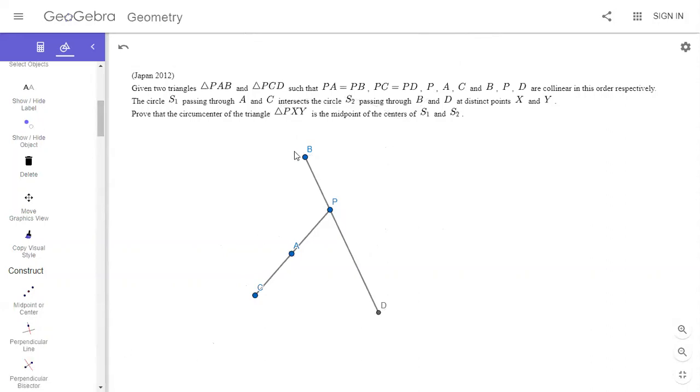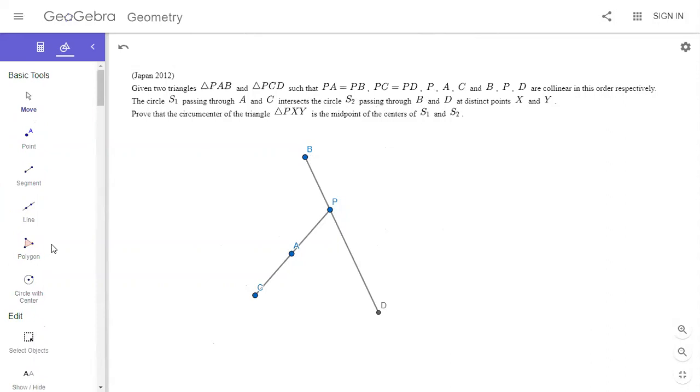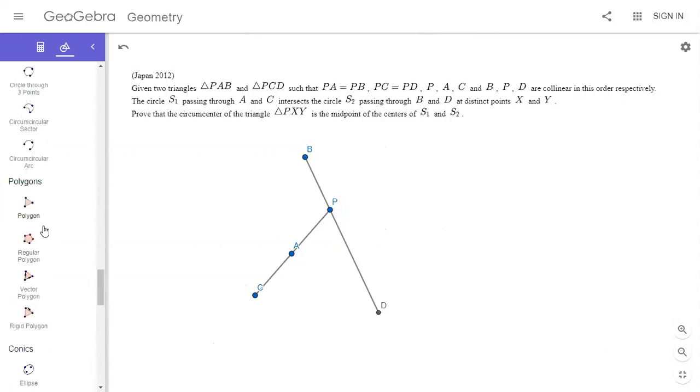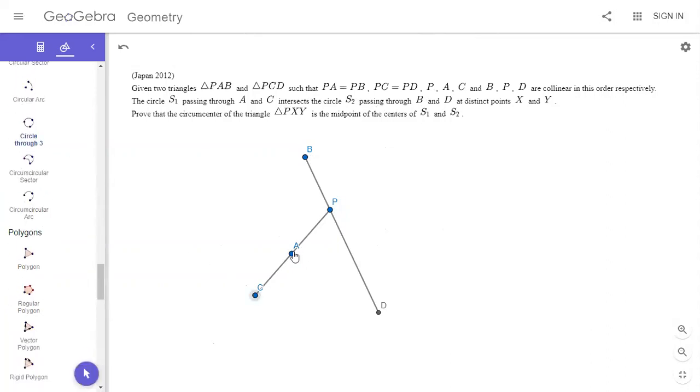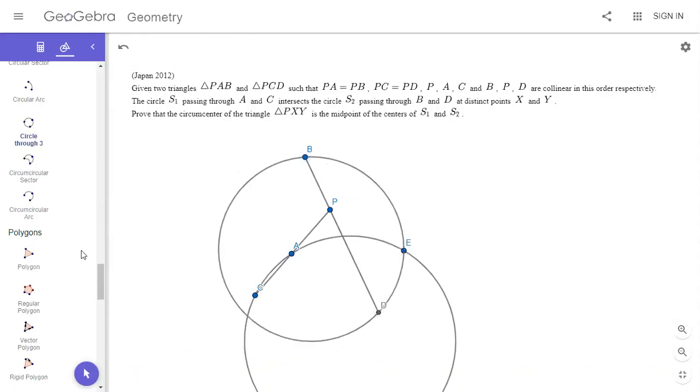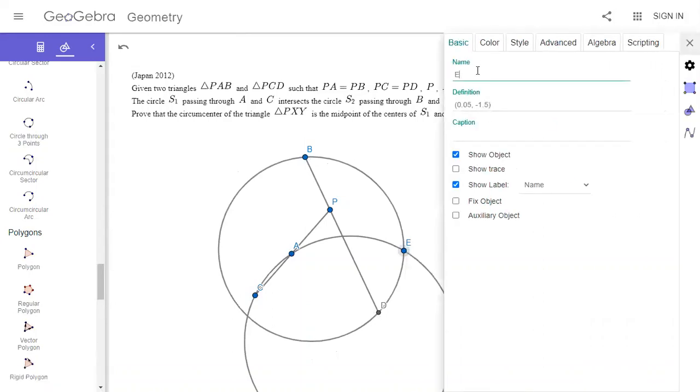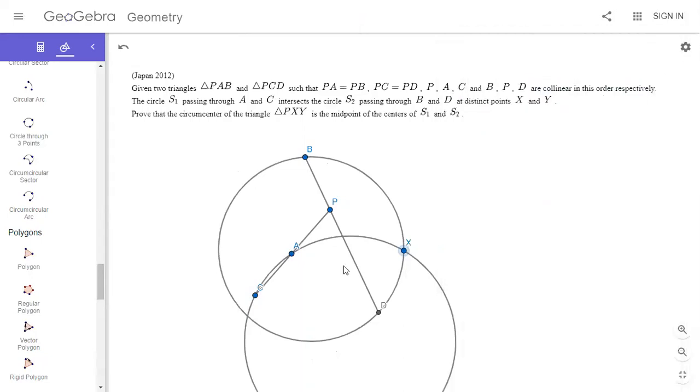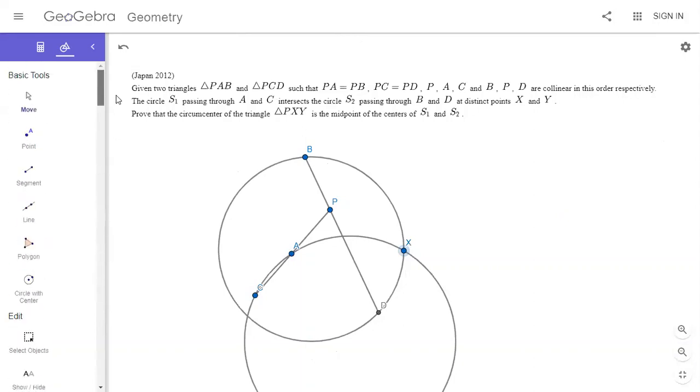So we have a circle passing through A and C, and it can be any circle through A and C. And then we have a circle through B and D. And basically these two circles intersect at X and Y. So call that X. And call this Y.